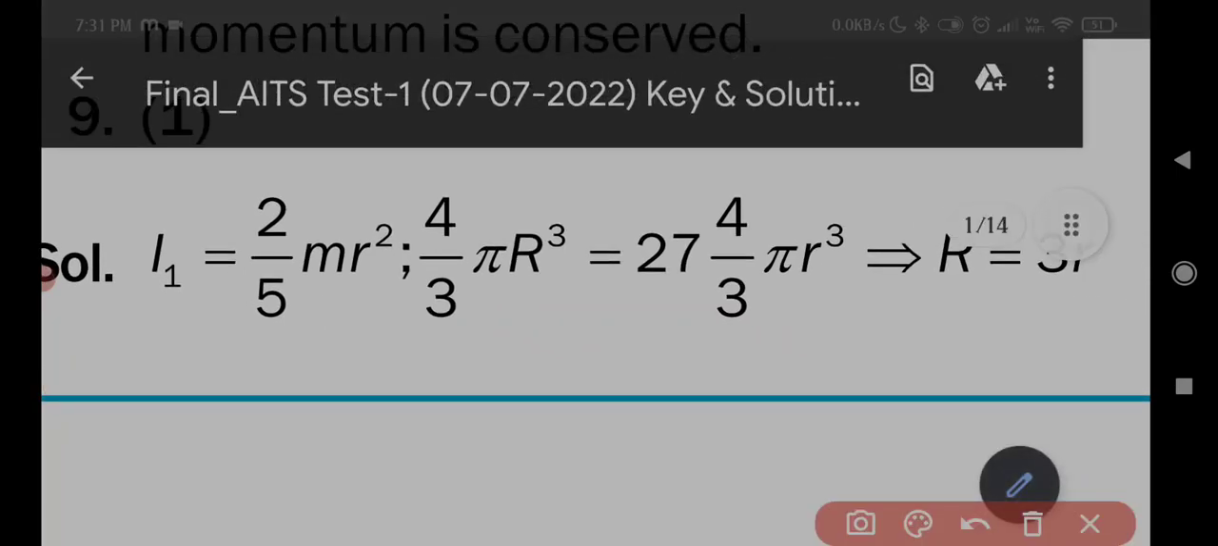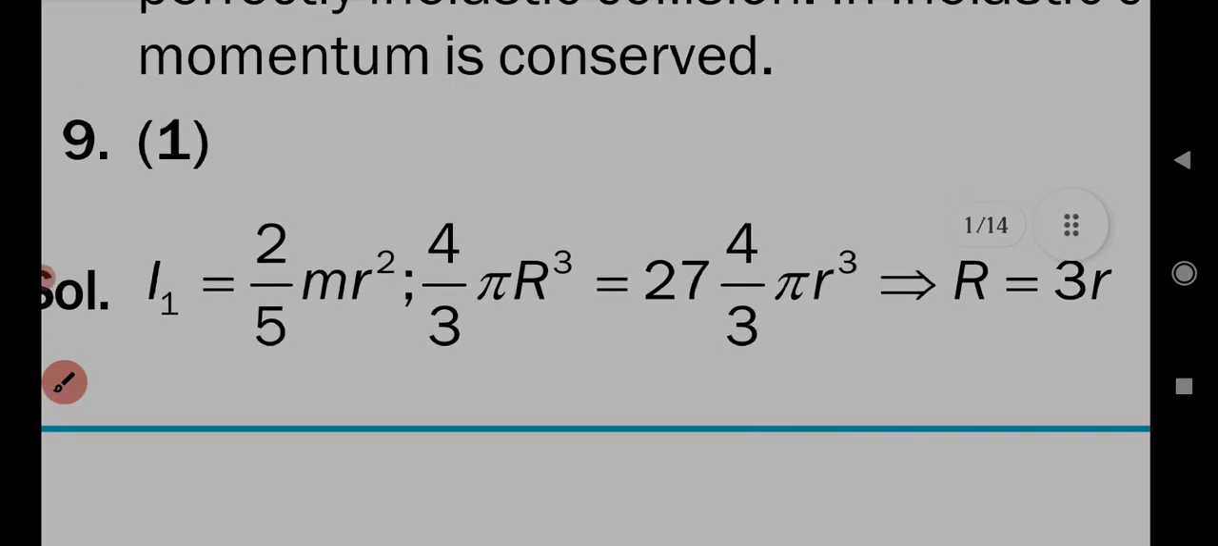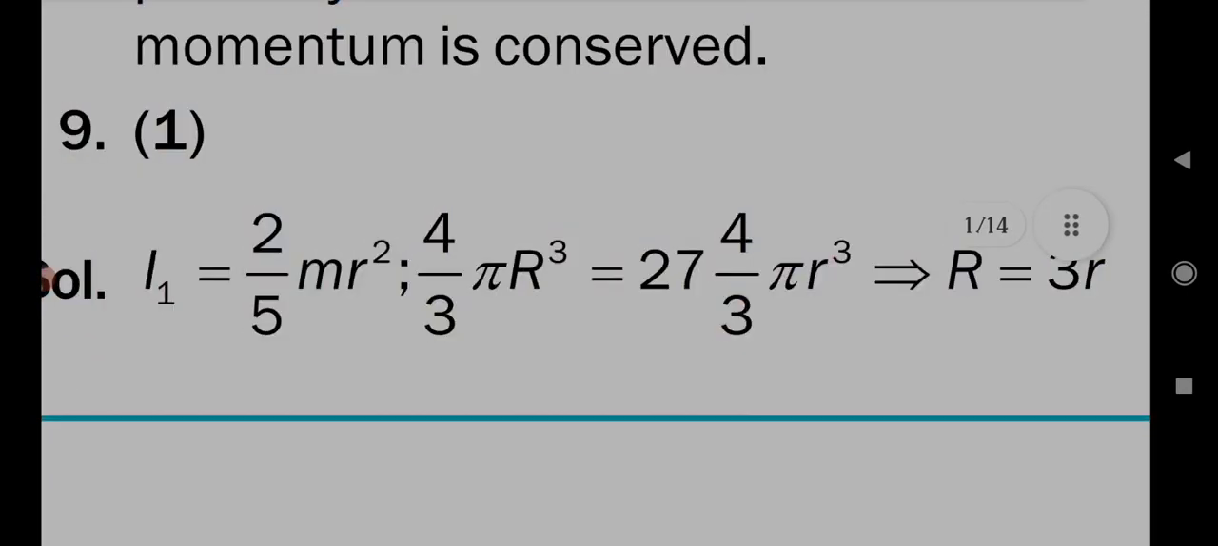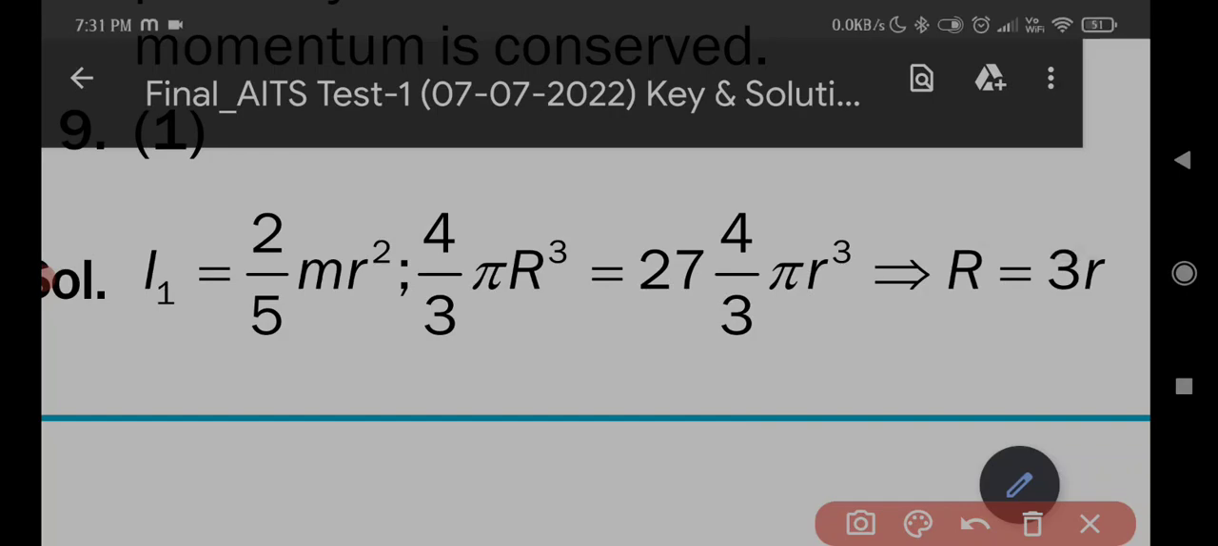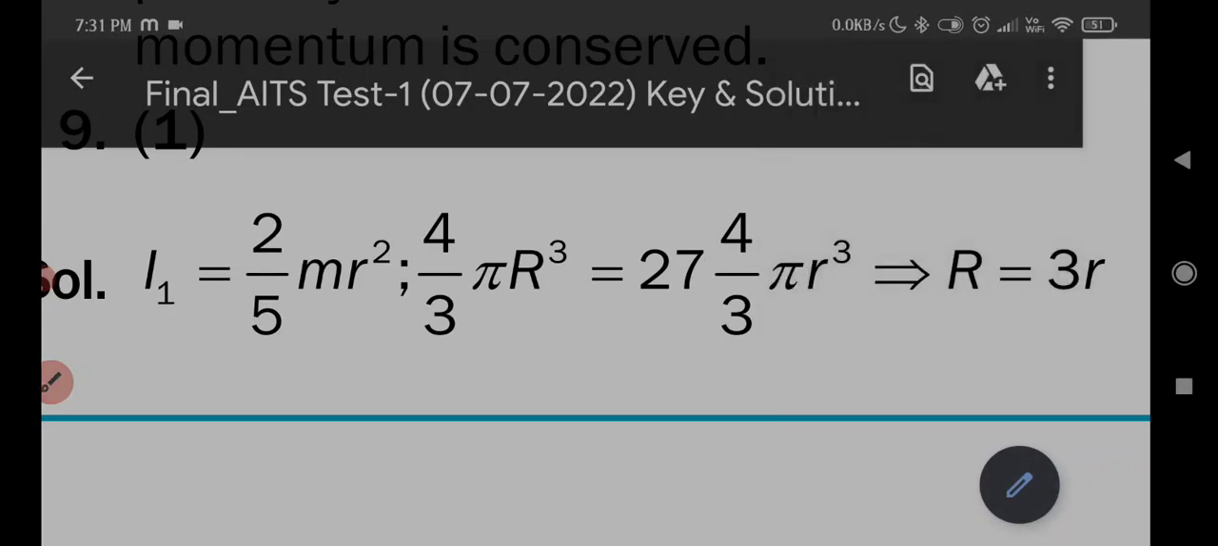So see, it is not going. What should I do for this? It's coming again and again. What should I do? Anyways, I have to bear this.